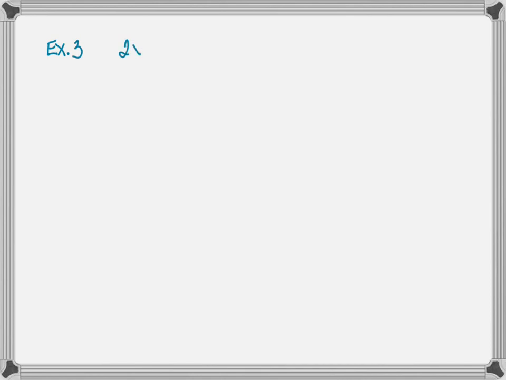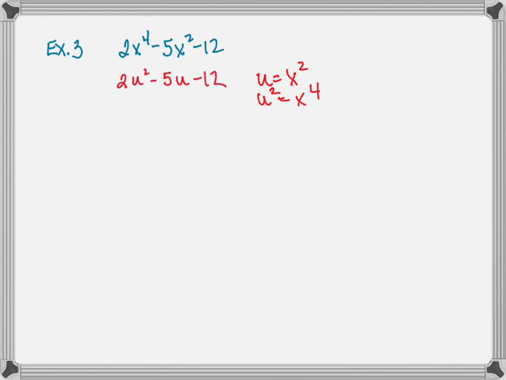Let's look at a third example. Here I have 2x to the fourth minus 5x squared minus 12. So this is very similar to our first example where I set u equal to x squared. And u squared will equal x to the fourth, which is our first variable expression. So let's continue trying to use this method. So instead of x to the fourth, I'll put u squared, and instead of x squared, I'll put u. That makes this 2u squared minus 5u minus 12. And we know how to factor this.